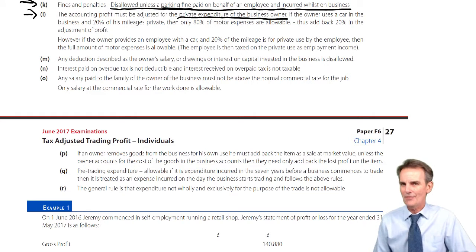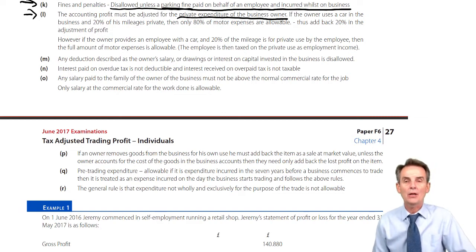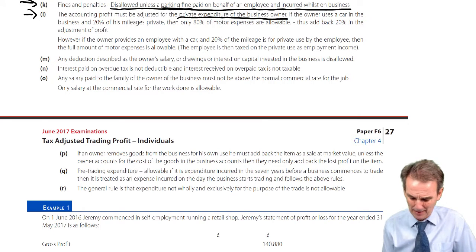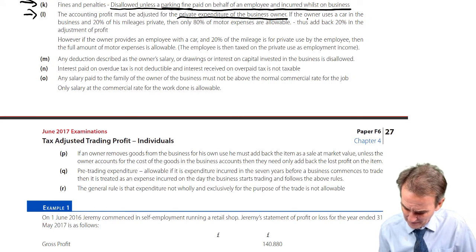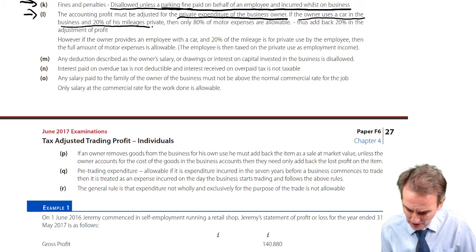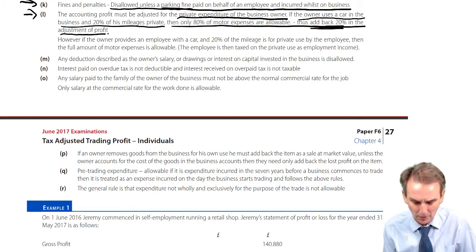But then we're told that actually not all of the mileage is indeed business. Well, you wouldn't expect it to be. Some of it is private. Therefore, the private element we must add back. So, for example, here, if the owner uses a car in the business and 20% of his mileage is private, then only 80% of motor expenses are allowable. So what do we do? We add back the disallowable bit, the 20%, in the adjustment of profit.